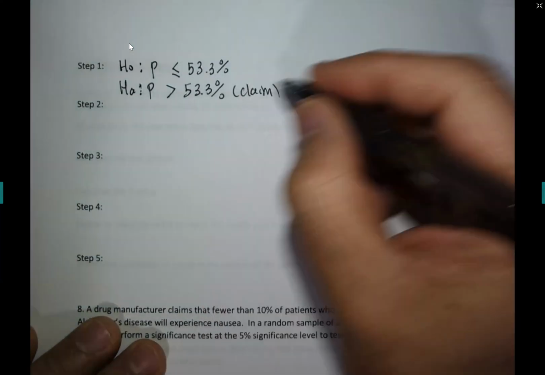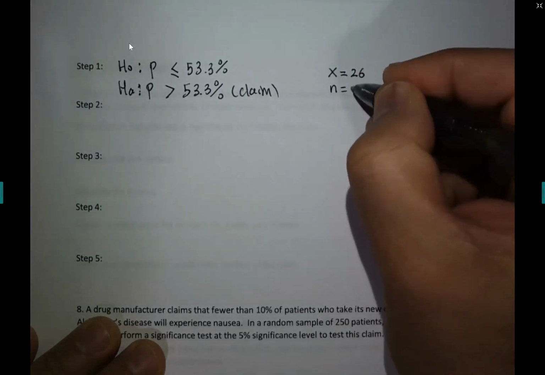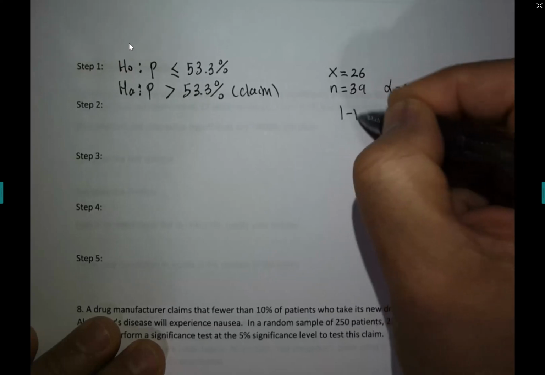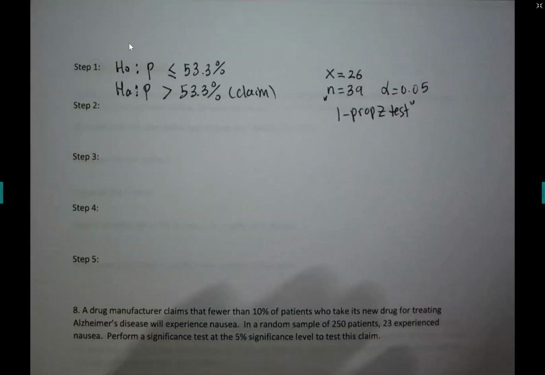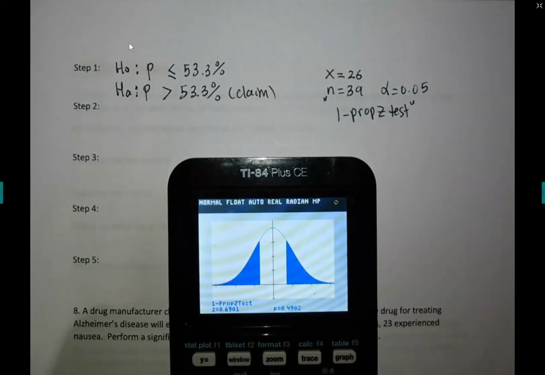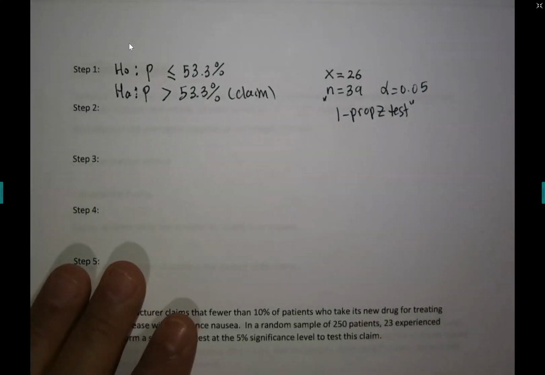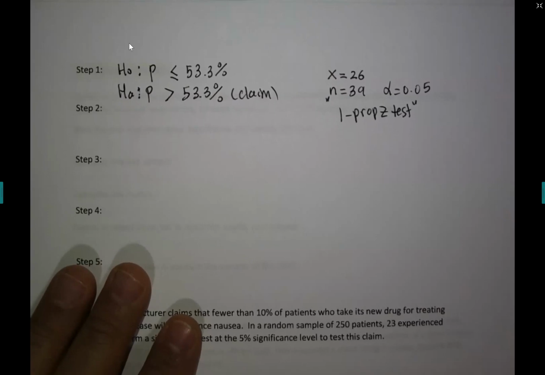Okay, X is 26 and N is 39 and alpha is 0.05. And it is a one prop Z test, guys. Okay, let's do this. Can you explain one more time how we know that's a one prop Z? Oh, because it's a proportion. We're trying to check if his percentage has improved. Anytime the question is about the percentage, it's a proportion. Oh, okay. Does that make sense?